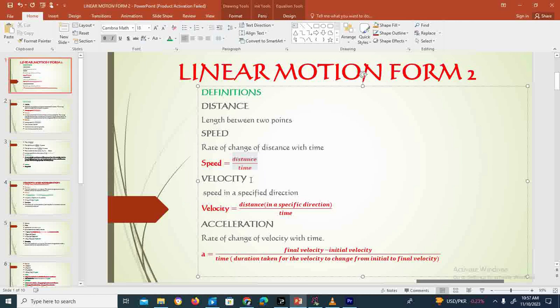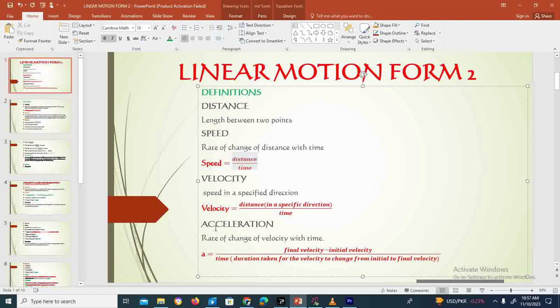Velocity. Velocity can be simply defined as speed in a specified direction. When we assign direction to speed, it now becomes a vector quantity, and that vector becomes the velocity. So the formula for getting velocity is given by distance into brackets. This distance must be in a specific direction divided by time. That will give us velocity.